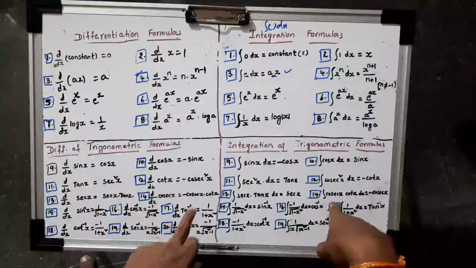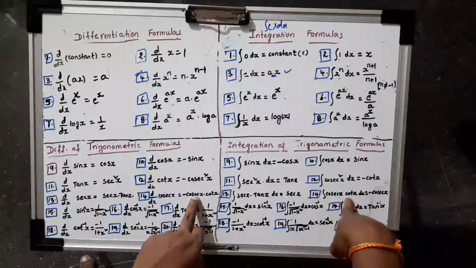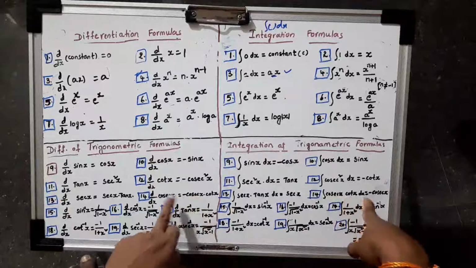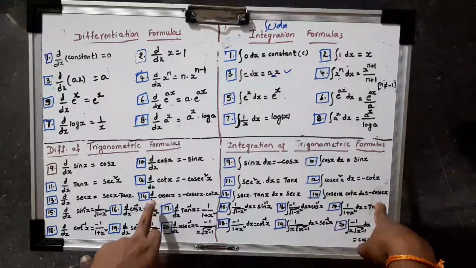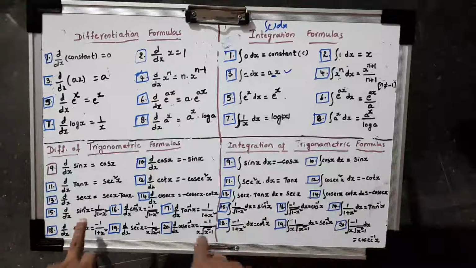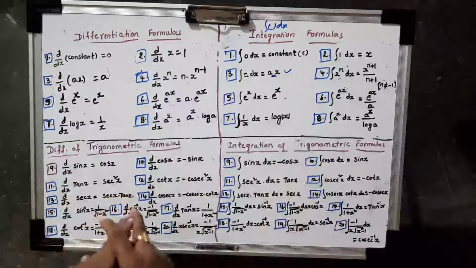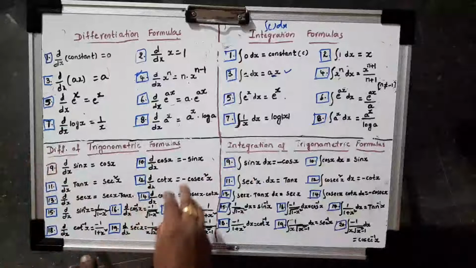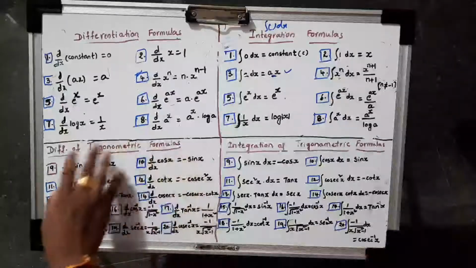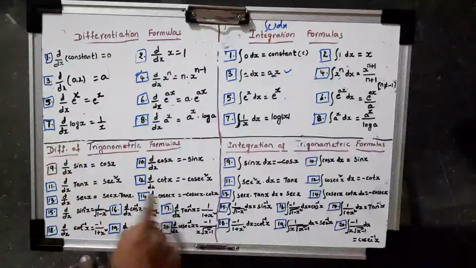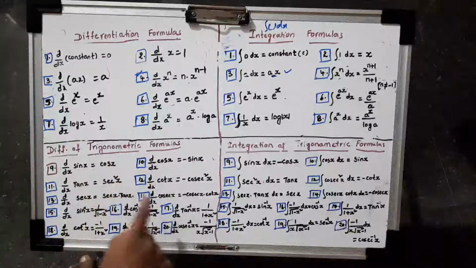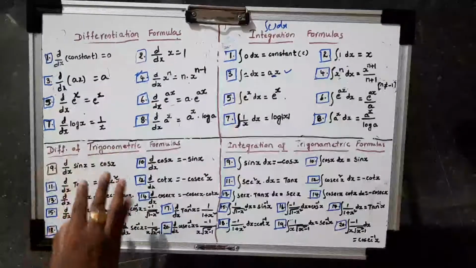Cosecant x derivation is minus cosecant x cot x. If you want to find the integration of cosecant x cot x, this negative comes to here, so minus cosecant x. So these are the trigonometric functions in the basic formulas. For the basic formulas, all the trigonometric functions, sin, cos, tan, cot, secant, cosecant, all have formulas for differentiation.